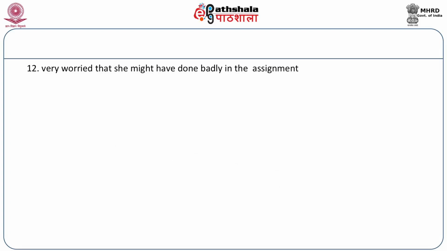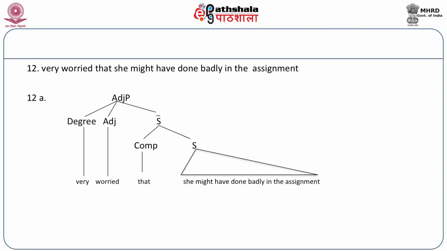In 12, we have an adjective phrase where we have a degree word before the adjective, very. The adjective phrase is very worried that she might have done badly in the assignment. Here again we have an S bar after the adjective. Why is it an S bar? The same reason, because we have a complementizer before the clause she might have done badly in the assignment.